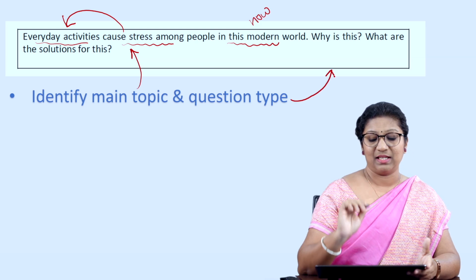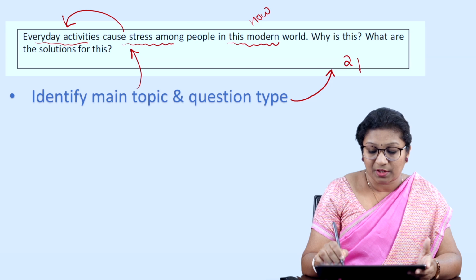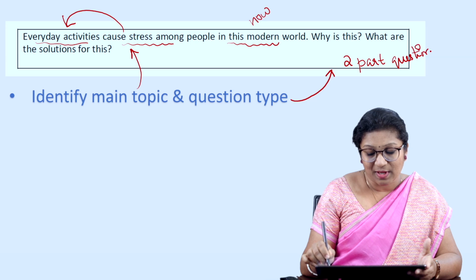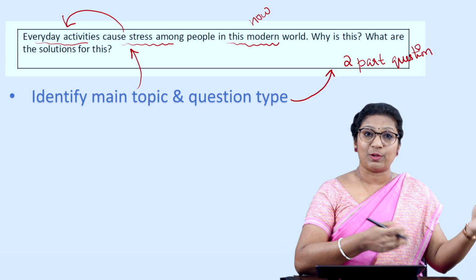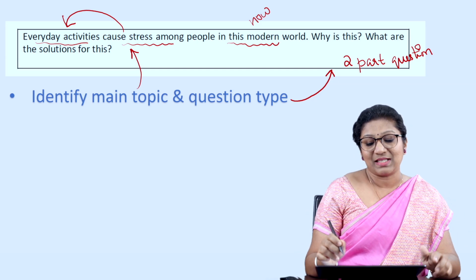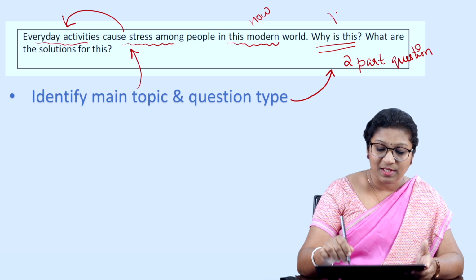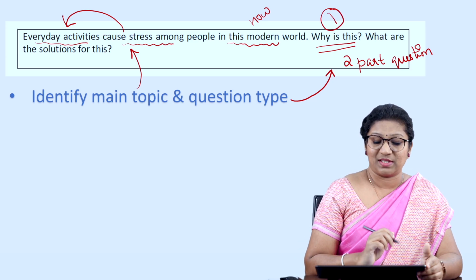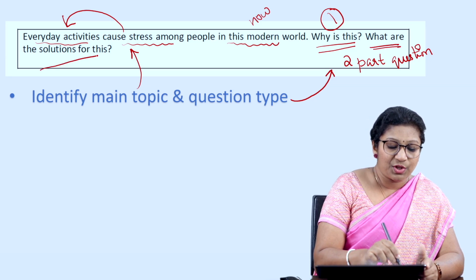Now this is an example of a 2-part question. Okay, as we can see, 2 questions given here. It doesn't come with just a single question like do you agree or disagree. No, instead it says why is this, which is the first question you need to answer, and there's a second question that follows the statement, which is what are the solutions for this.